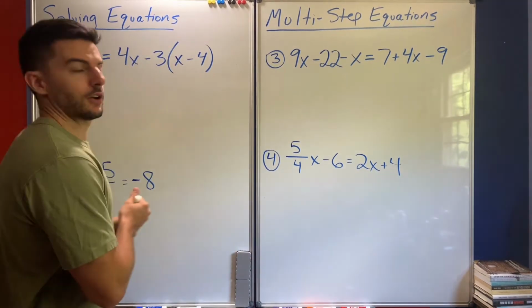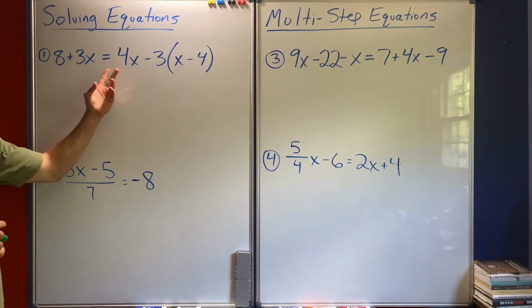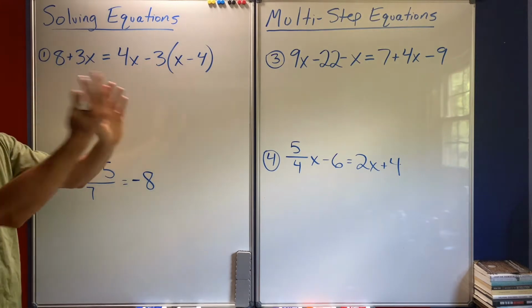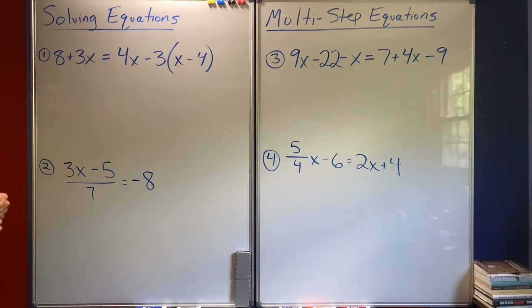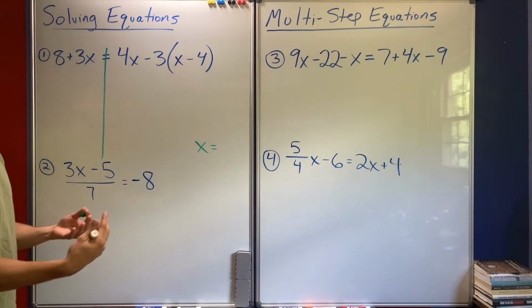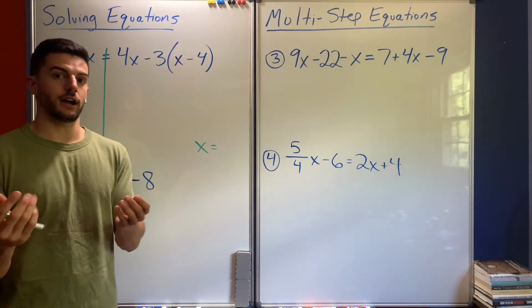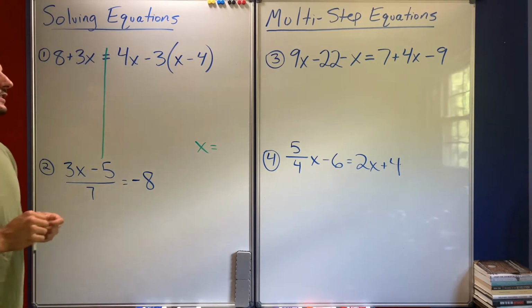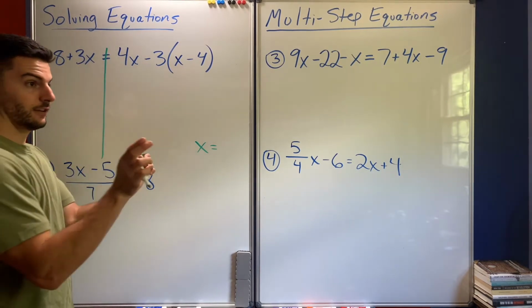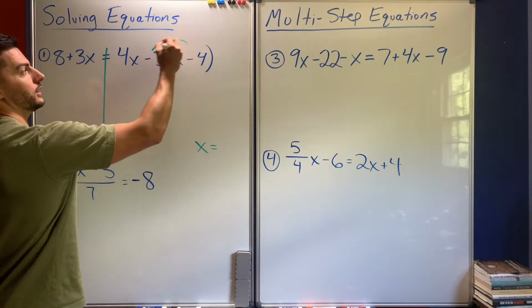Okay. All right, so four problems, just going to do one at a time. Okay, so number one, 8 plus 3x equals 4x minus 3 times the group x minus 4. Okay, so a lot going on. And what I noticed first is that we can distribute, right? Before you cancel anything, it's a good idea to simplify what's on either side to try to get it to be as few terms as possible on each side. Okay, so I'm going to distribute this.